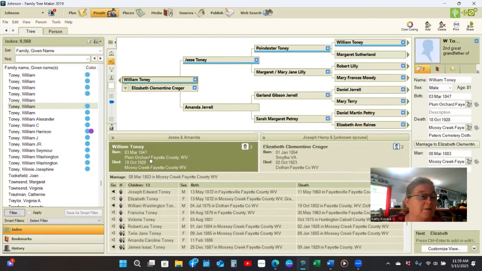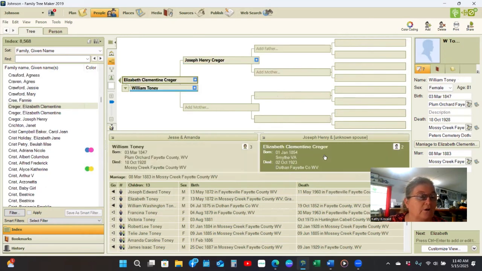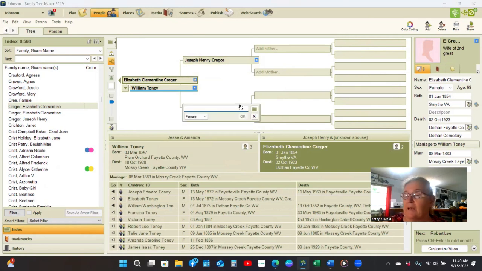Okay, so we have William, and his birth date is correct. His death date is correct. When they got married is correct. And let's go back to her. Her father's name was Joseph Henry, and her mother's name is something I did not have in here. So there we go.